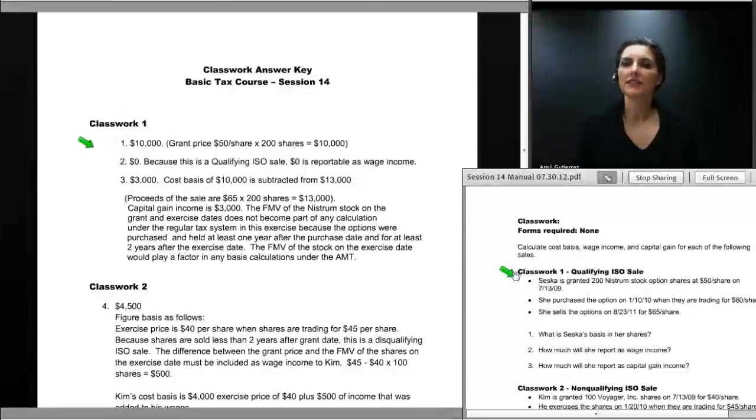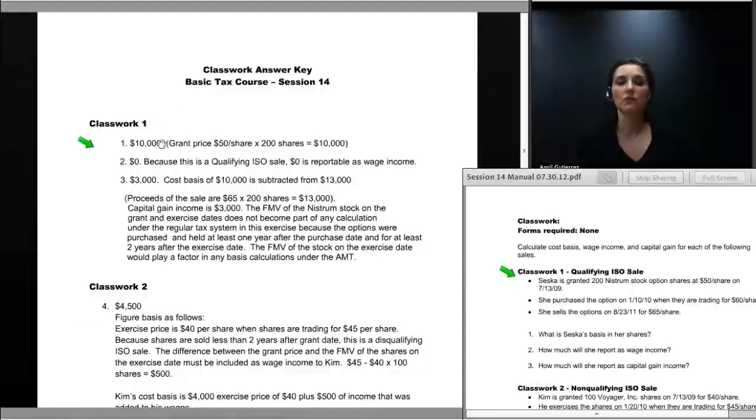And I now have the Session 14 classwork assignment up on the screen in front of you. The tricky part about this assignment is just sorting through those rules. Do we have 2 years from the grant date? And do we have more than a year from the purchase date? If we meet those thresholds, then we're going to have a gain that is all taxed as capital gain and none of it is taxed as wage income.